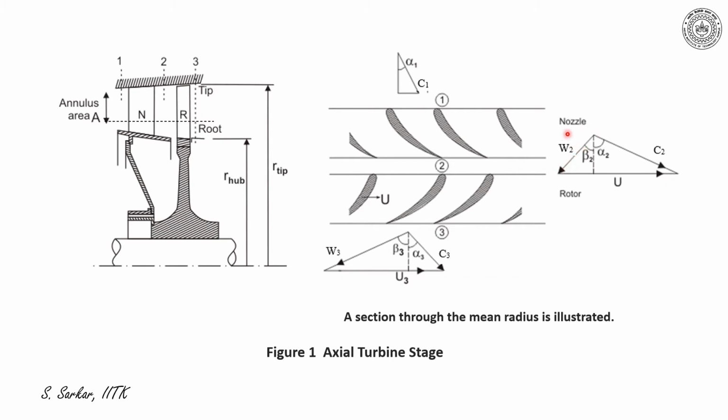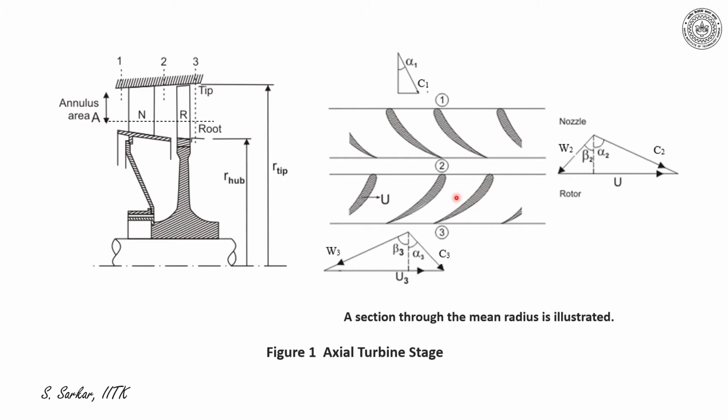Now, W2 is the relative velocity which enters the rotating blade. That makes an angle beta 2 with the z-axis, and C2 makes an angle alpha 2 with the z-axis. Now please note that the superposition of W2 and U will give you C2. Here C2 is much higher than C1 because of acceleration of flow within the nozzle. Now W2 is the relative velocity that is entering the rotor.